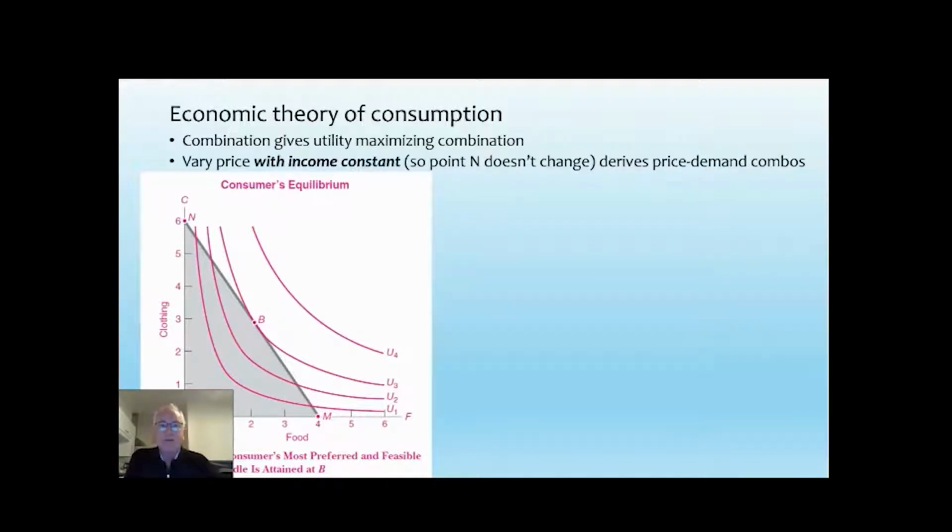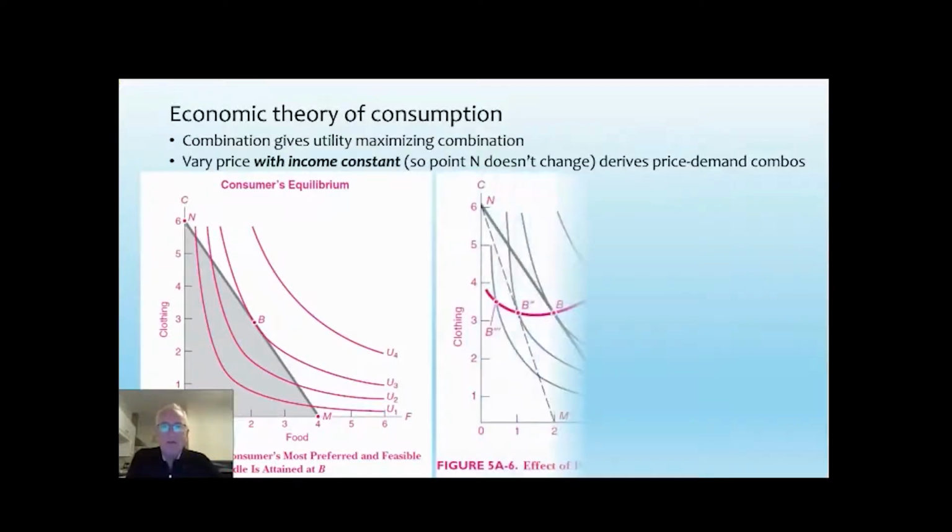Now, to work out the demand curve from that, what is next done is to vary the price of food while keeping the price of clothing and the income of the consumer constant. And if that's the case, the point N on this diagram doesn't move. And that's essential to the forthcoming critique of how the theory is worked out.